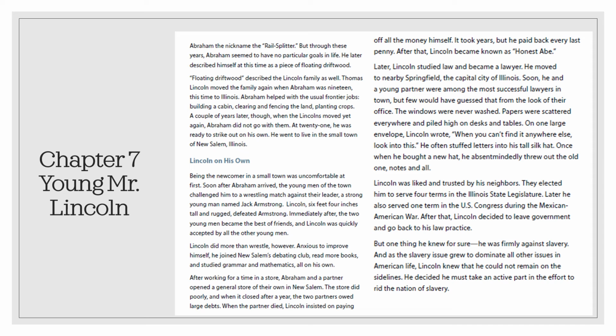But one thing was for sure, he was firmly against slavery. And as the slavery issue grew to dominate all other issues in American life, Lincoln knew that he could not remain on the sidelines. He decided he must take an active part in an effort to rid the nation of slavery.